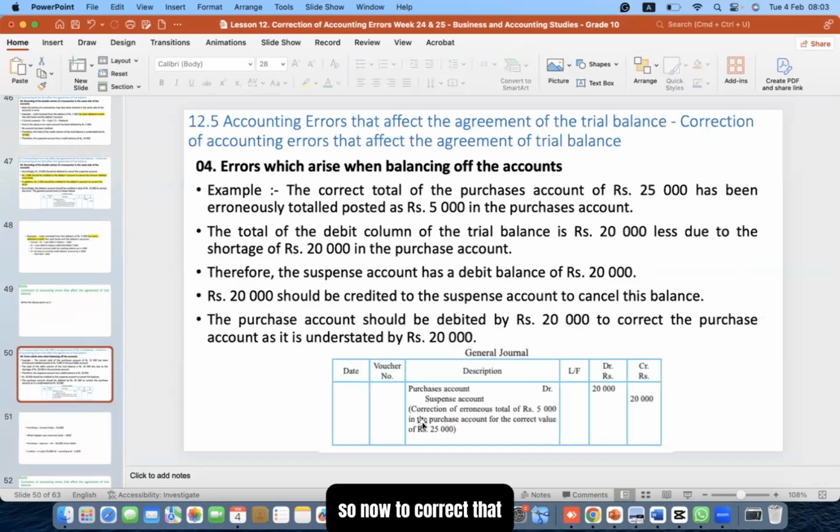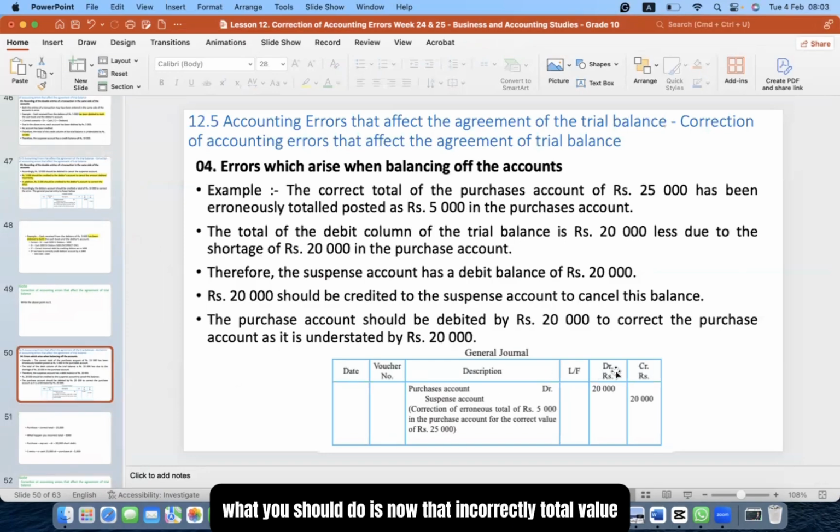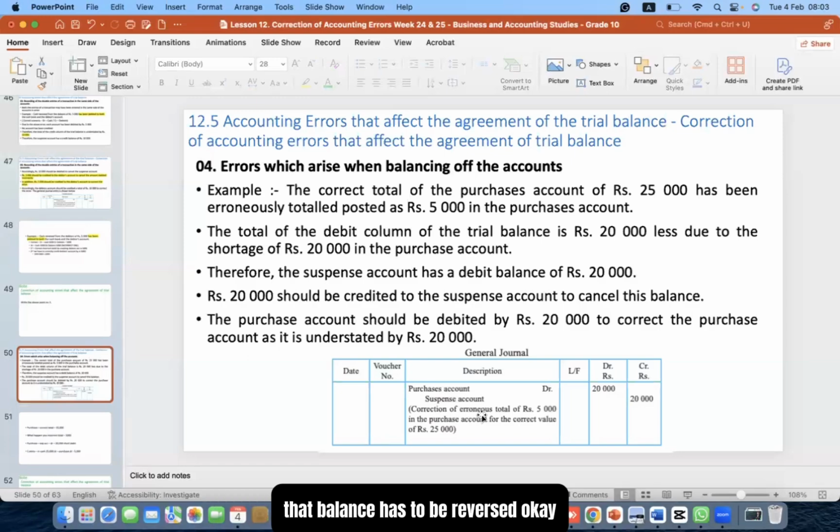Now to correct that, the incorrectly totaled value should be passed to your purchases account. So the purchases account should be debited by 20,000, and the suspense account, which was incorrectly debited, has a balance of 20,000. That balance has to be reversed, so you will be crediting it. This is how the journal entries will be passed.